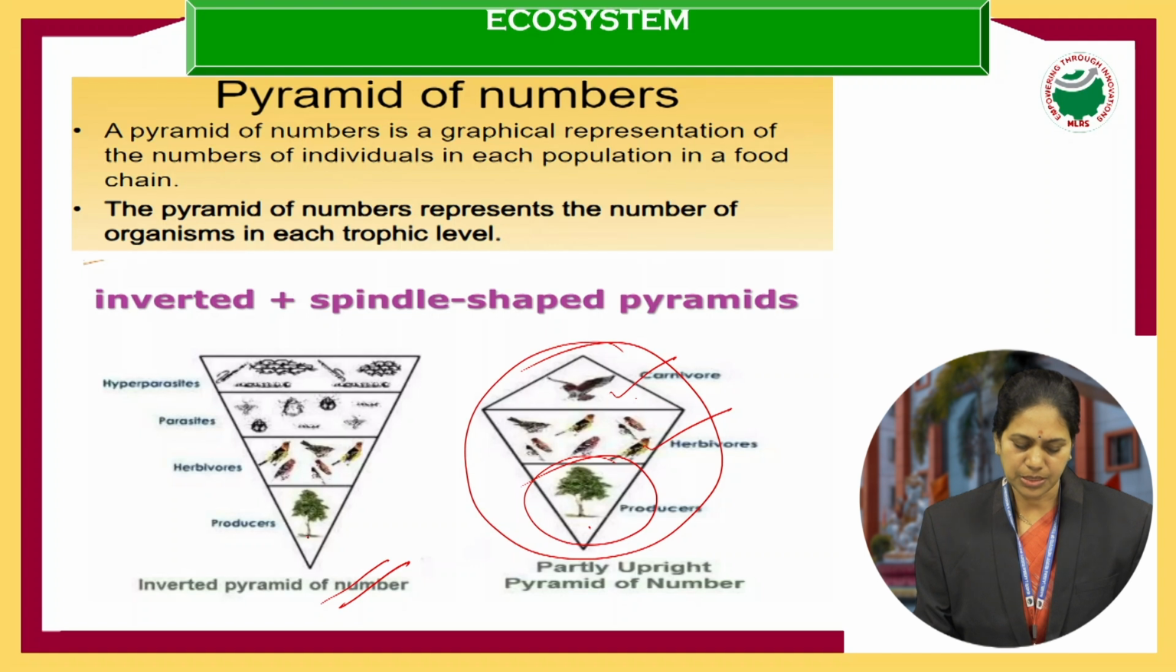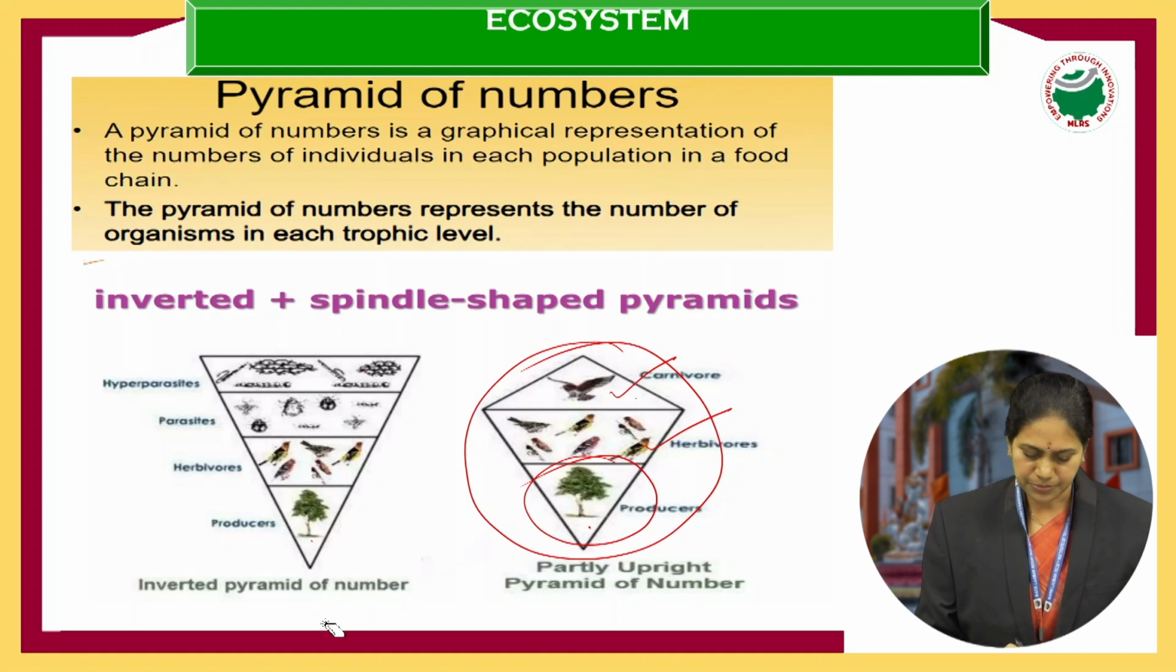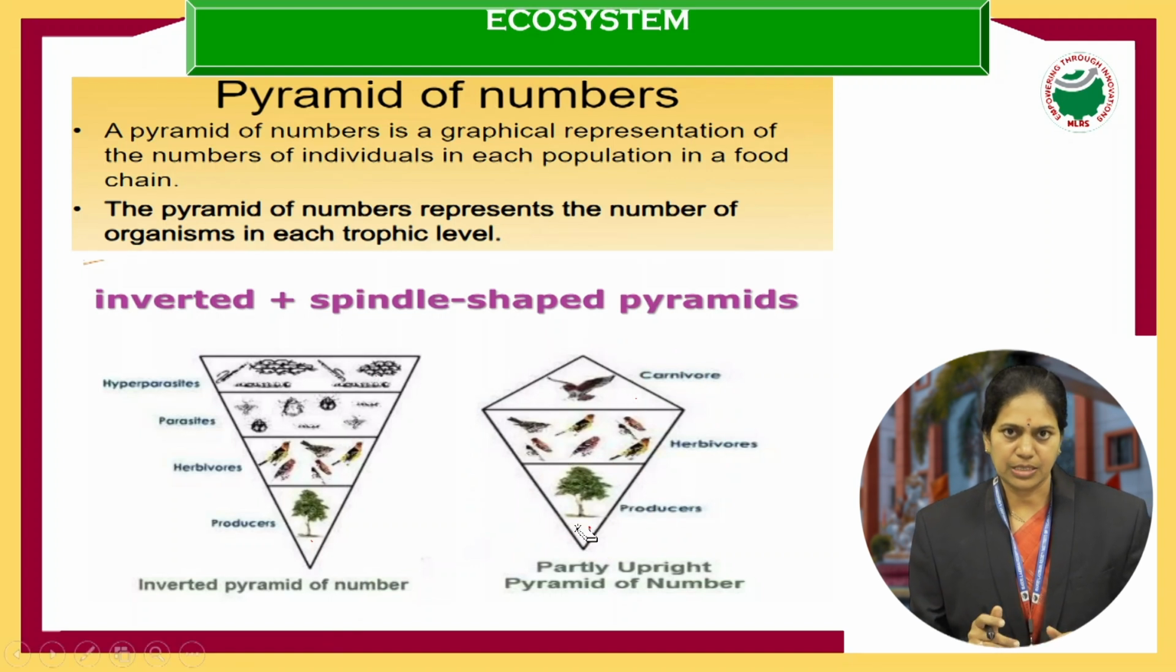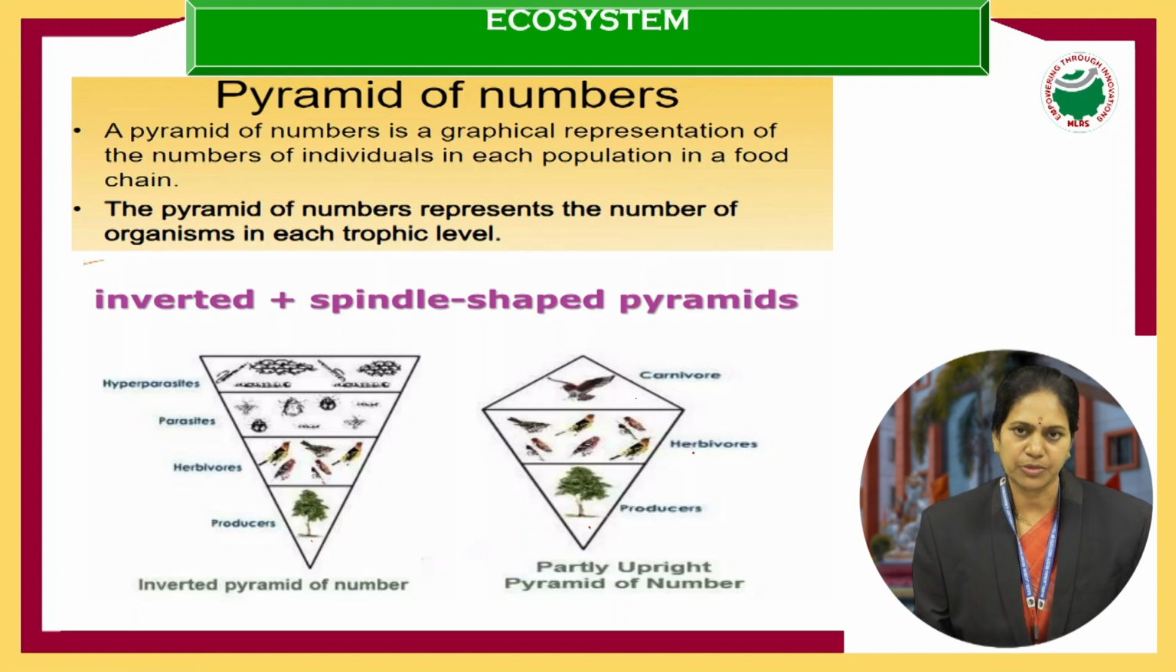In an inverted pyramid, the producer is only one, the consumers are many. So that is an inverted pyramid. But here in a spindle-shaped pyramid, you can see the producer is only one tree. The consumers have increased, and again they have decreased. So he has given the shape of a spindle to this pyramid. So we call them spindle-shaped pyramids.